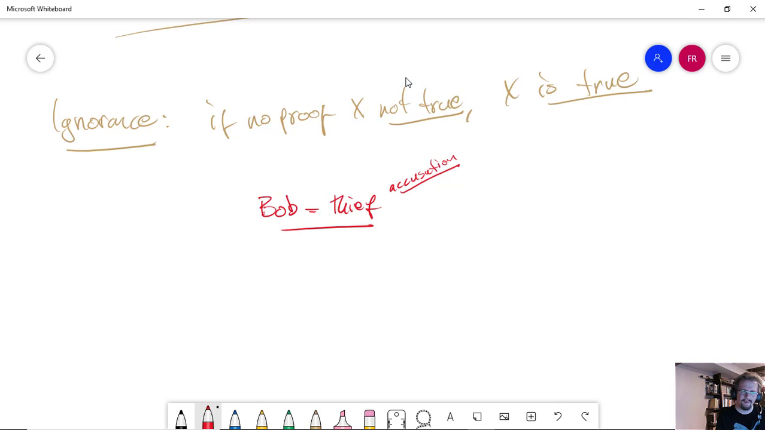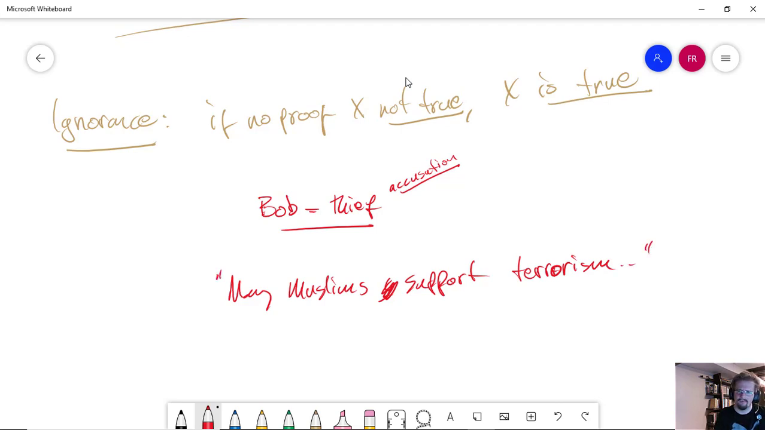You see this used after 9/11, and then more recently, a couple of years ago, with people like Sam Harris and whatnot regarding things like Islamic terrorism. They'll say something like, many Muslims support terrorism. And you go, well, where'd you get that from? Where's your proof of that? And they go, well, there's no proof that they don't support terrorism, so they must support terrorism. See the problem? You just implied something about 1.8 billion people on the planet for no apparent reason.